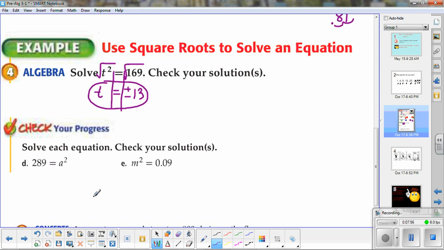You want to pause the video and try the next two on your own. 289 equals a squared. You're going to want to take the square root of both sides. The square root of a squared is just a, and the square root of 289 is 17, and it could be positive or -17, so plus or minus 17. So a equals plus or minus 17.